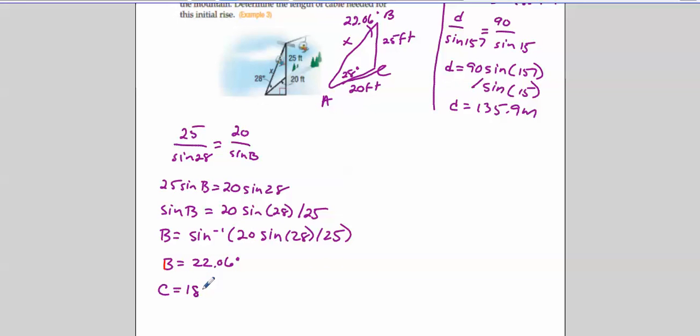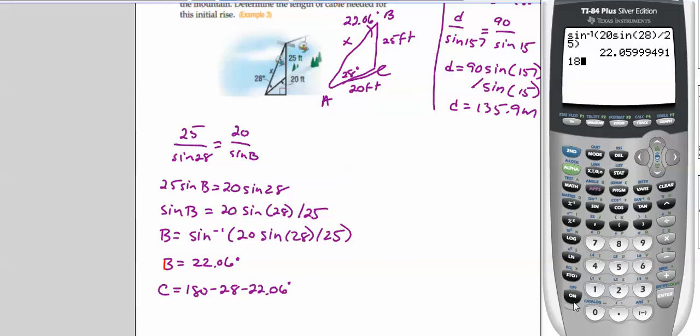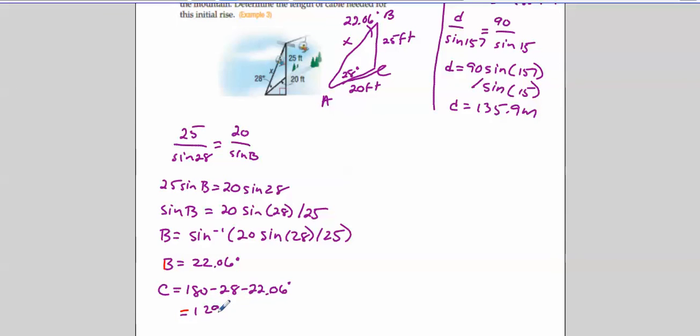So C equals 180 minus 28 minus 22.06 degrees. 180 minus 28 minus 22.06. So C equals 129.94 degrees. So now we're trying to find the length of this cable here.